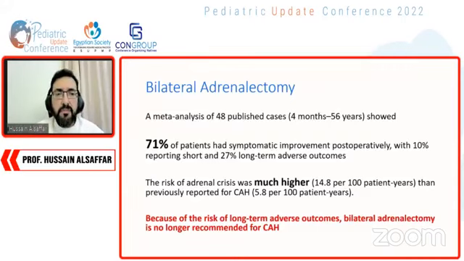However, the risk of adrenal crisis is much higher. It's 14.8 per 100 patients per year. And that is very concerning because it's almost triple the incidence of adrenal crisis compared with when those patients did not undergo adrenalectomies. Therefore, it is not recommended anymore to have patients going for bilateral adrenalectomy, and that was also mentioned in the Endocrine Society guideline.